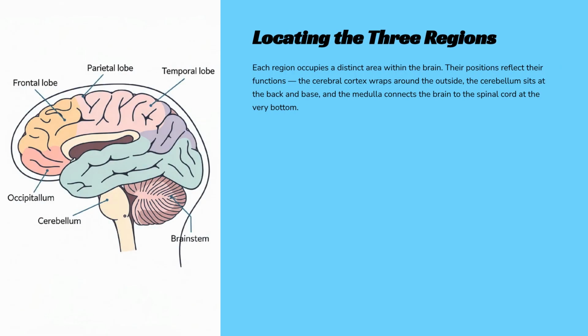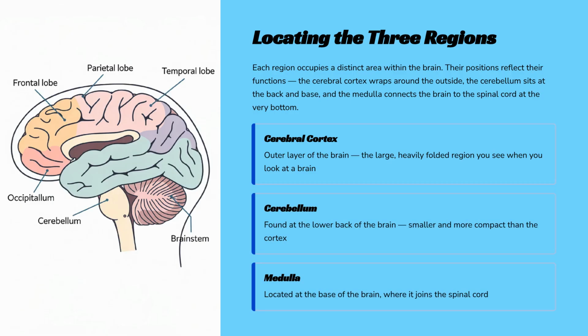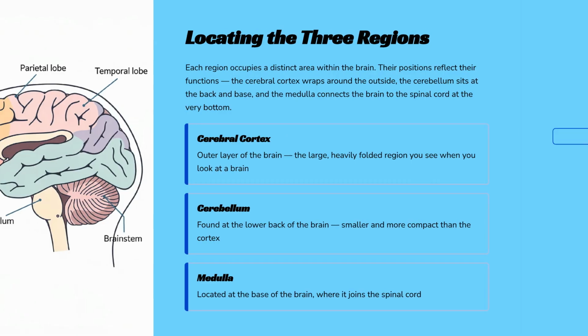Each region has a distinct location. The cerebral cortex is the outer, folded layer. The cerebellum is at the lower back of the brain. The medulla is at the base, connecting the brain to the spinal cord. Let's explore the first region, the cerebral cortex, the seat of intelligence, memory, and conscious thought.